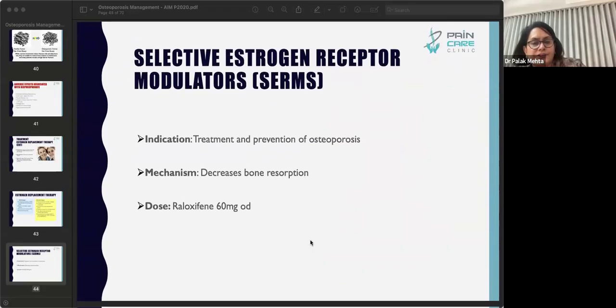So selective estrogen receptor modulators, that is SERMs, are used nowadays for treatment and prevention of osteoporosis. They decrease bone resorption. Raloxifene is the drug which is commonly used. Next slide.